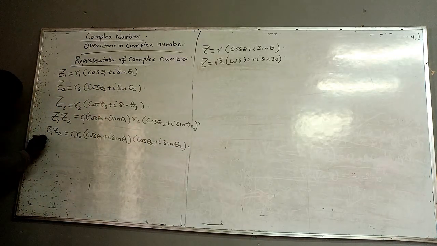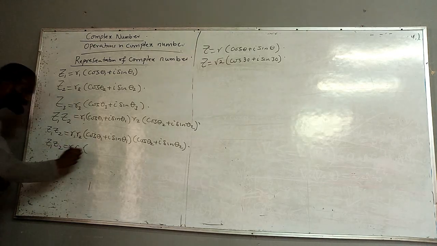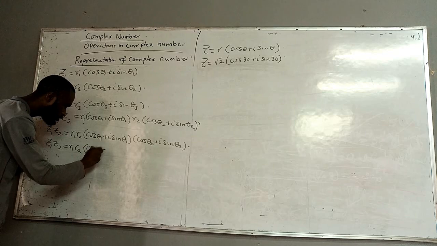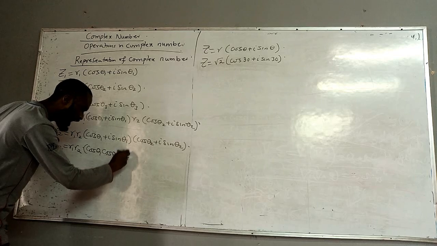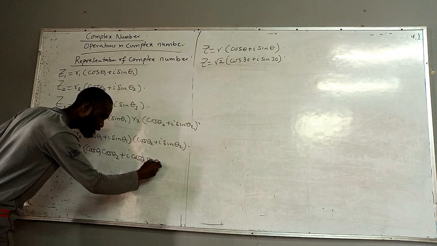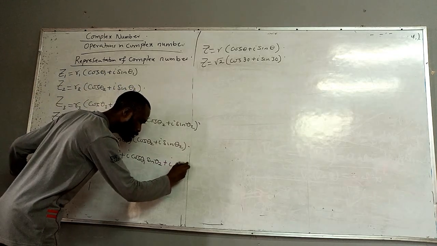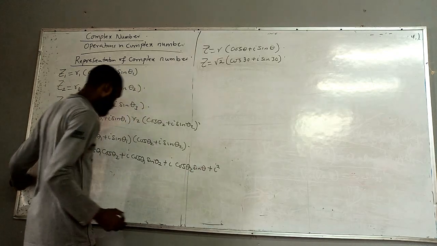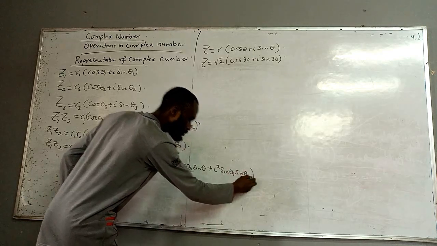At the end of the day, z1 z2 equals r1 r2 times, let's multiply: cos theta 1 times cos theta 2 gives cos theta 1 cos theta 2, plus I cos theta 1 sin theta 2, plus I cos theta 2 sin theta 1, plus I square sin theta 1 sin theta 2.